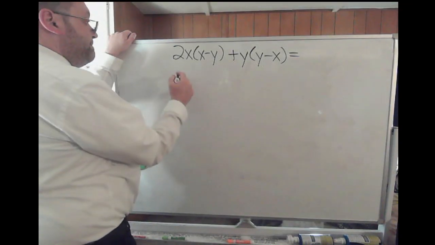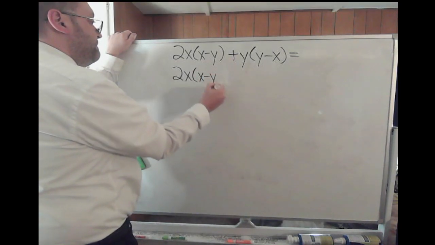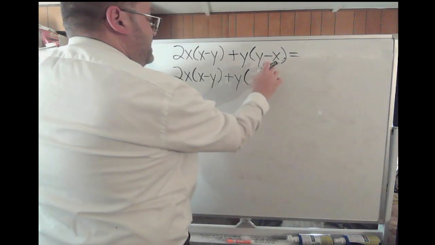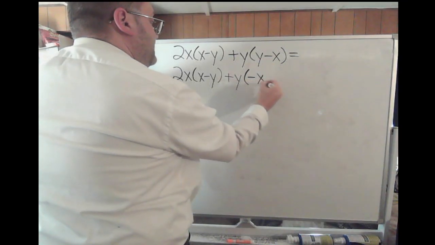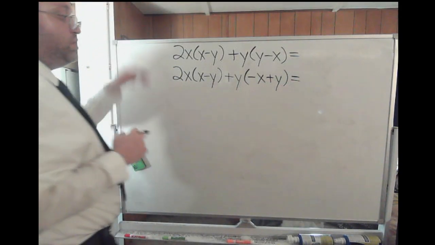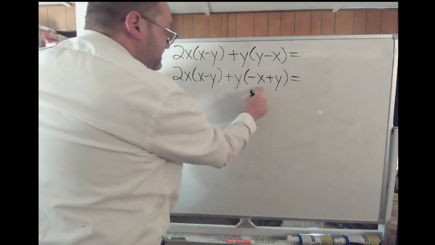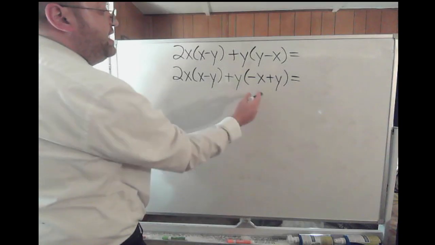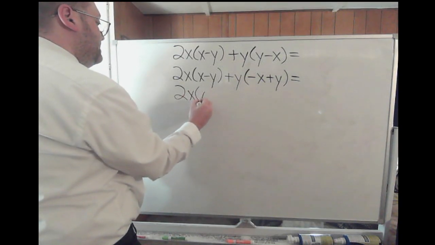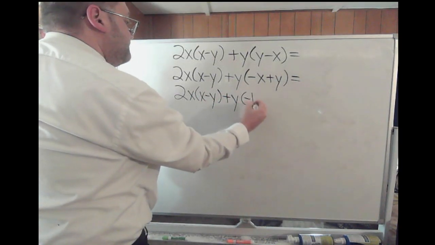You'll end up keeping your 2x times your quantity of x minus y plus y, but by the commutative property of addition, you could take your y and negative x and switch them around. You'll end up getting negative x plus y. So now for the second term, we need to make that multiple of negative x plus y. We need to make that x in there positive. We need to factor out a negative 1. So you'll end up having 2x times the quantity of x minus y plus y times that negative 1 you're factoring out.